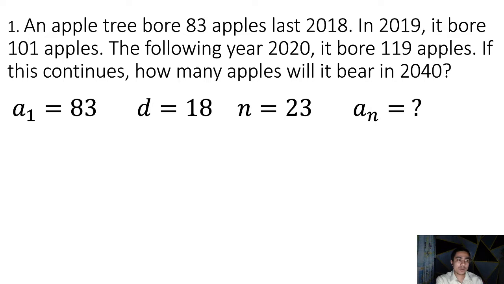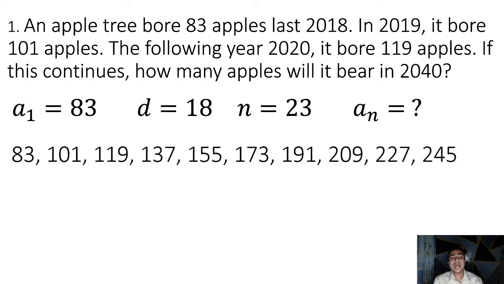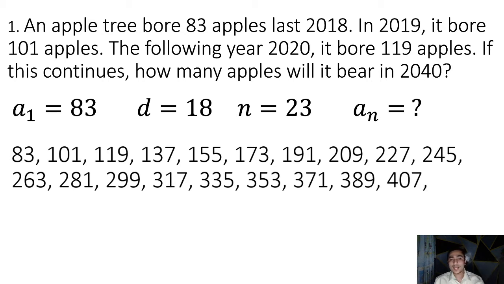So, kung 83 yung nauna, ano yung mga susunod? Siyempre, i-add lang natin plus 18, plus 18, plus 18, hanggang sa maka 23 terms na tayo. So, starting with the first term, which is 83, second term, 101, third term, 119, hanggang umabot tayo ng 23 terms. Mag-a-add lang tayo ng mag-a-add ng 18. Okay? Now, this is, of course, dun sa mga nahirapan mag-formula.